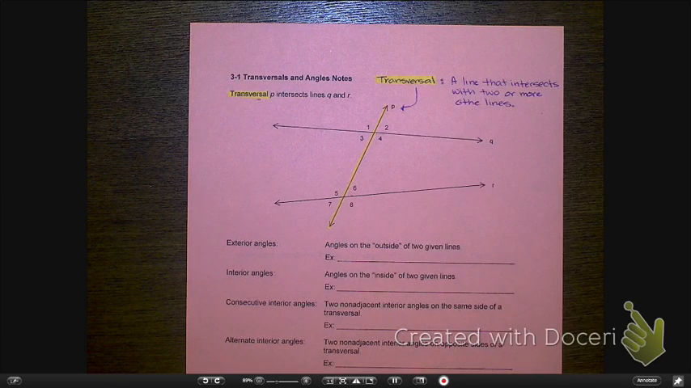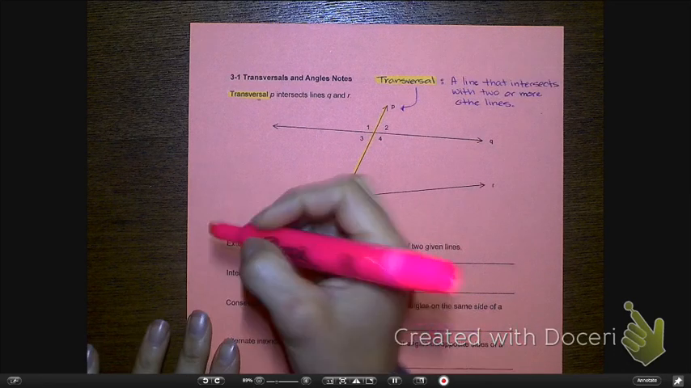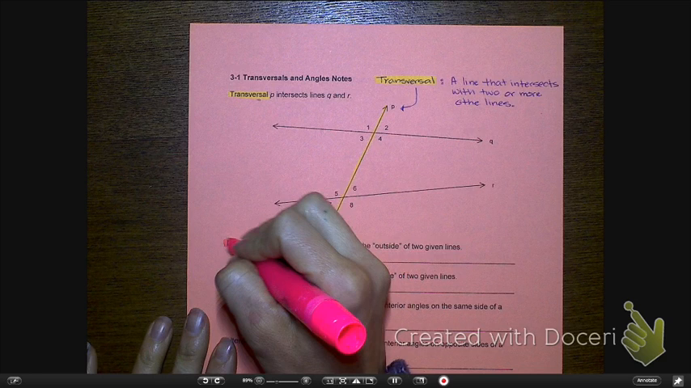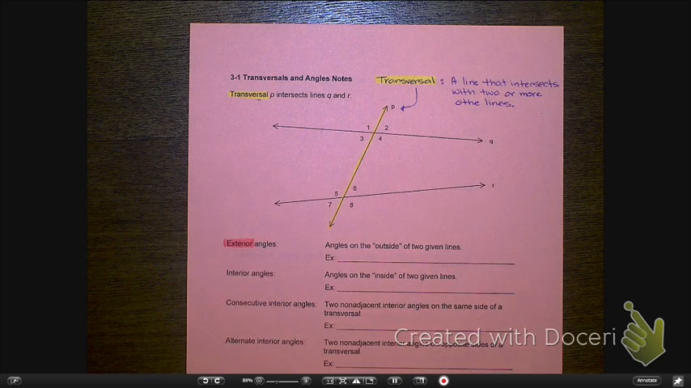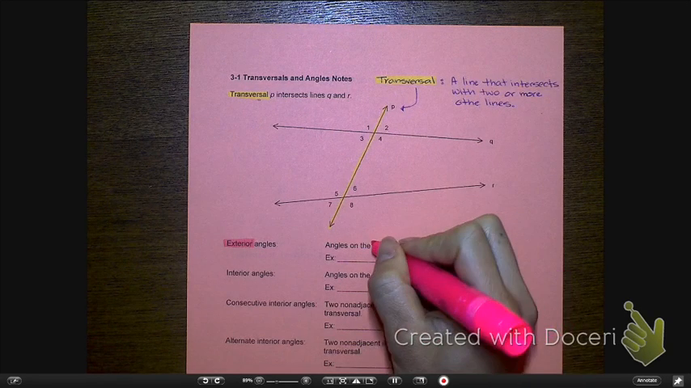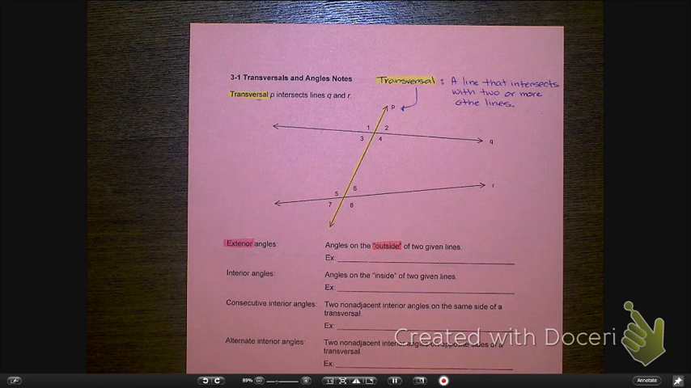Now, when we have a transversal intersecting with at least two other lines, some special types of angles are created. And we have some names for these angles so that we can refer to them. So the first type of angle that we're going to talk about are exterior angles. Like if I said, for example, I'm getting the exterior of my house painted, what would I mean? What part of my house am I getting painted? The outside, right? So exterior means outside.